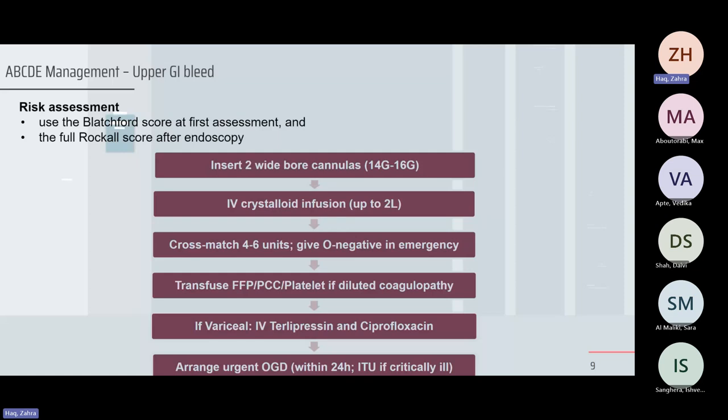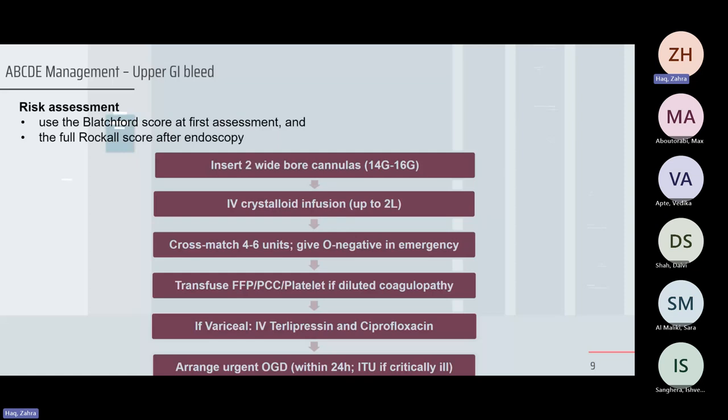So O negative, cross matching, and then we'd need to transfuse them as well as a further measure. If the platelets are less than 50, we normally give platelets. If the fibrinogen is less than 1, we'd normally give fresh frozen plasma or FFP. And if the patient is on warfarin, we'd give prothrombin complex and vitamin K.